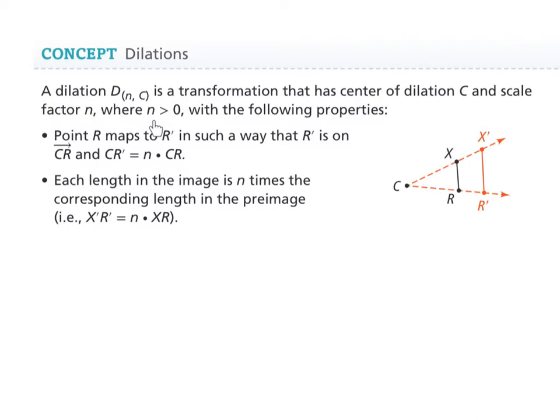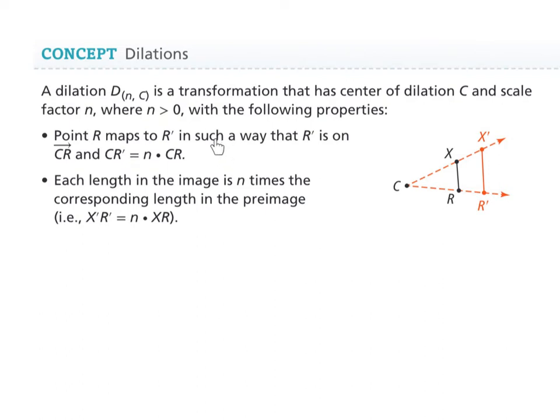So if we have, let's say, this segment right here, segment XR, and we're going to dilate that using C here as the center of dilation, what exactly is going to happen to this? Well, the way it's worded out here is a little bit tricky. It says that point R will map to R prime in such a way that R prime is on ray CR, and the distance from C to R prime is n times the distance from C to R. That's kind of what that is saying.